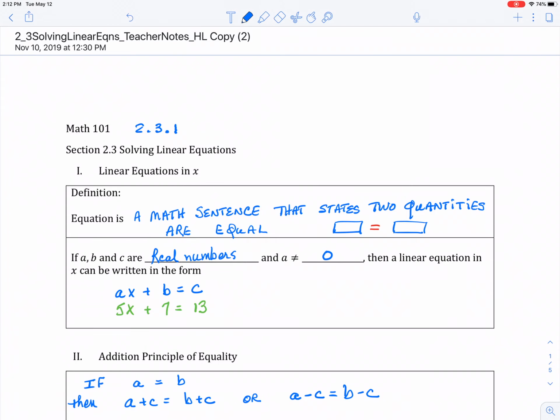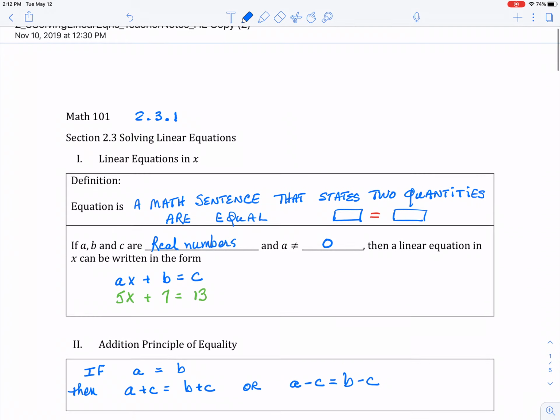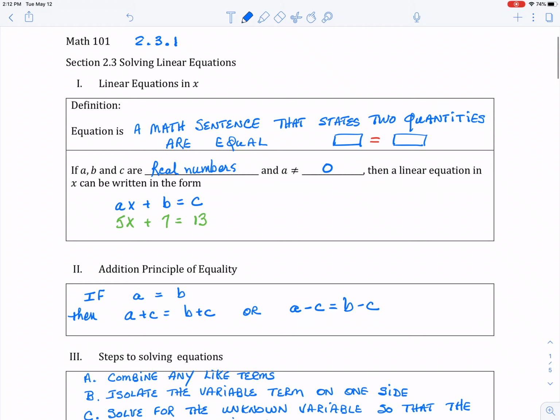I wanted to work with you again in Chapter 2, and we're looking today at solving linear equations. I'm going to split this video into two parts. The first one is going to be 2.3.1, and then you'll see a second part that follows up, 2.3.2. So definitions first. What is an equation?